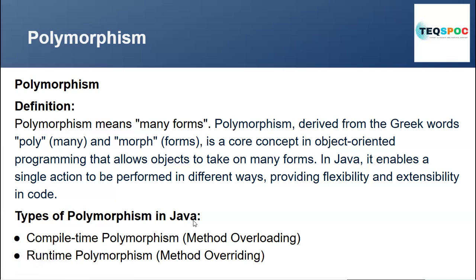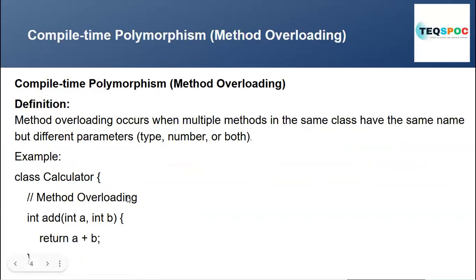So there are two types of polymorphism. Overriding is known as runtime polymorphism, and overloading is known as compile time polymorphism. In an interview, you will definitely get this question: what is polymorphism? You have to define polymorphism, then its types, and then give an example and definition. All of that you have to tell. First, let's see what is overloading.